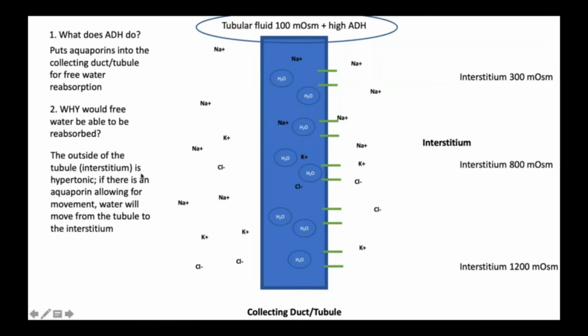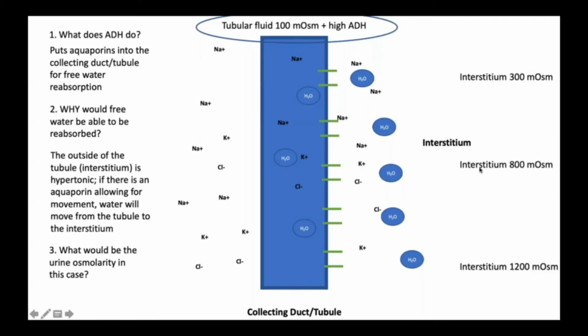So the outside of the tubule is hypertonic relative to the inside. The interstitium is hypertonic relative to the inside. Normally, if there are no aquaporins, then I can't reabsorb the free water because there's no channel for it to move through, even if it wants to. The key is that now water can move from the tubule into the interstitium, and it will affect the urine osmolarity. Adriana, what would the urine osmolarity be in this case? Osmolarity would be above 300. Hypertonic. Great, perfect.